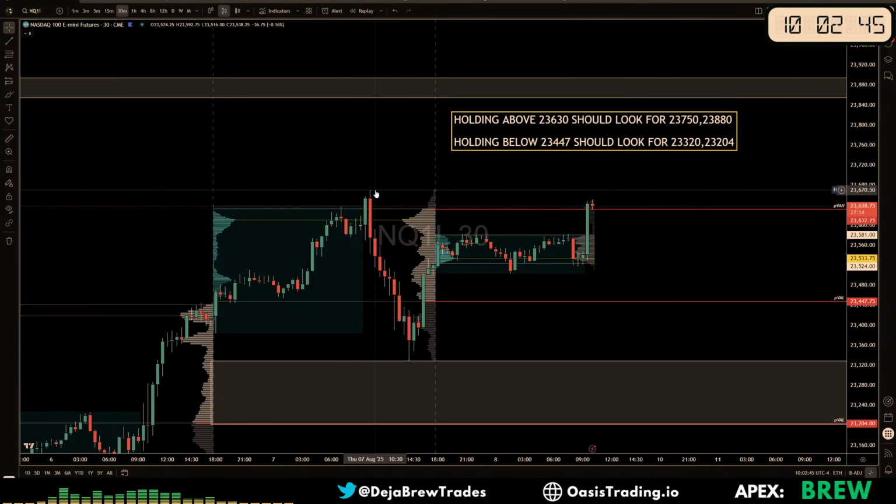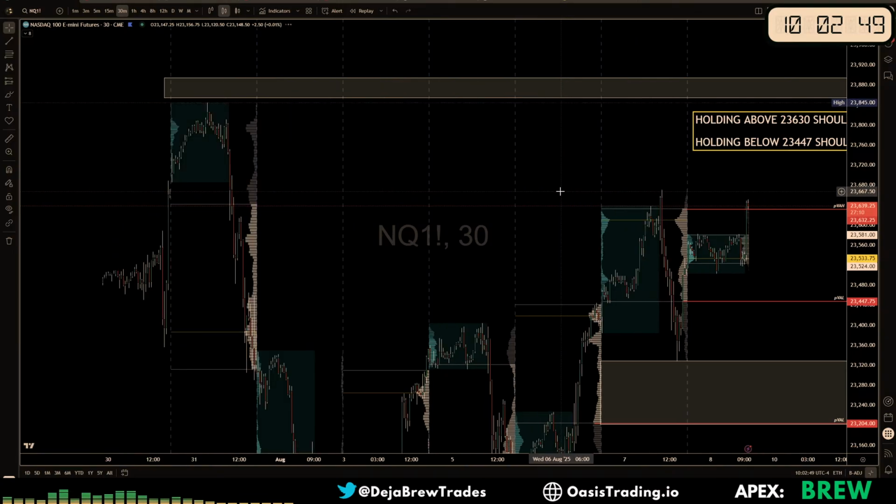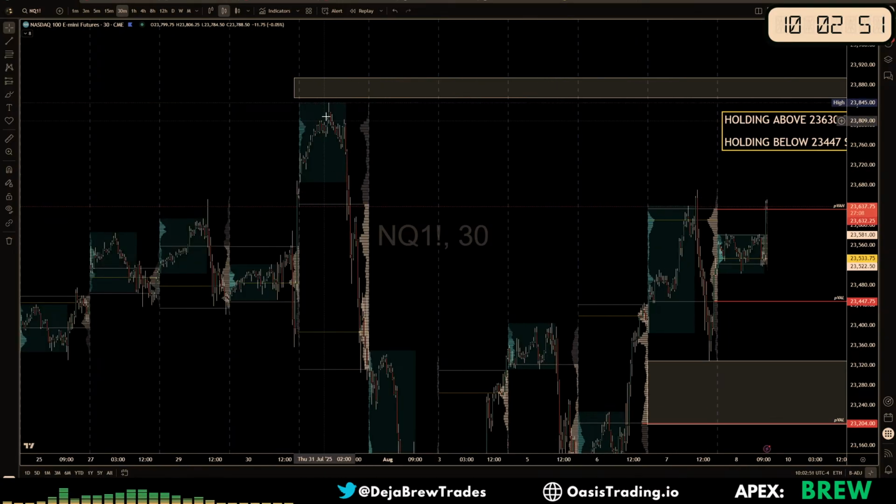NASDAQ, you could target the high of day of yesterday, but then after that, we have extension targets. We have like Fibonacci extension. We have old value levels from these nodes.